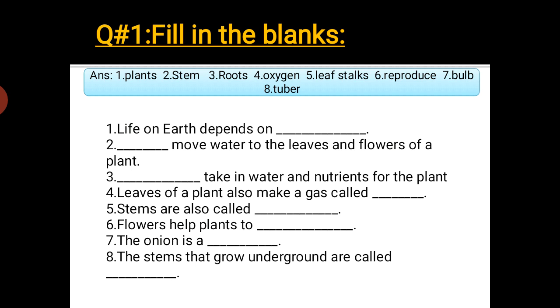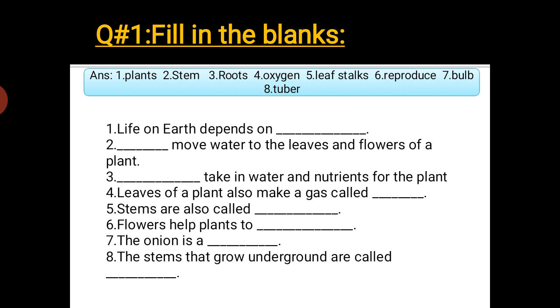As you can see here on the screen, the first one is: life on earth depends on plants. Number 2 is: dash move water to the leaves and flowers of a plant. What moves water to the leaves? Yes, stems. Number 3 is: dash take in water and nutrients for the plant. What takes in water and nutrients for the plant? Yes, roots. Number 4 is: leaves of a plant also make a gas called oxygen.